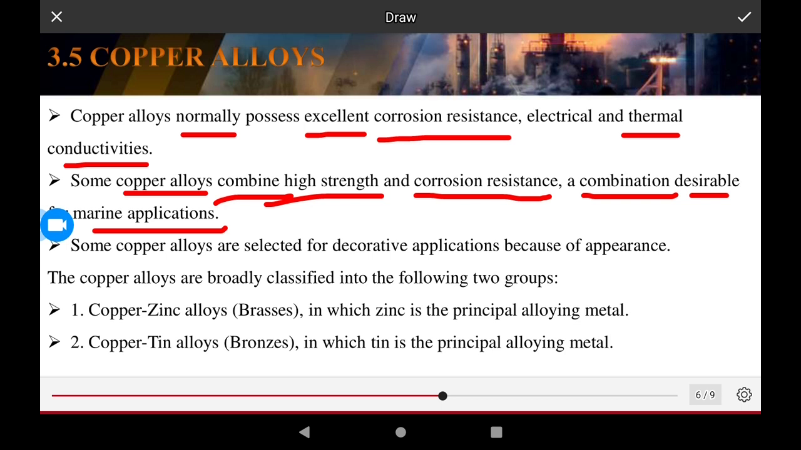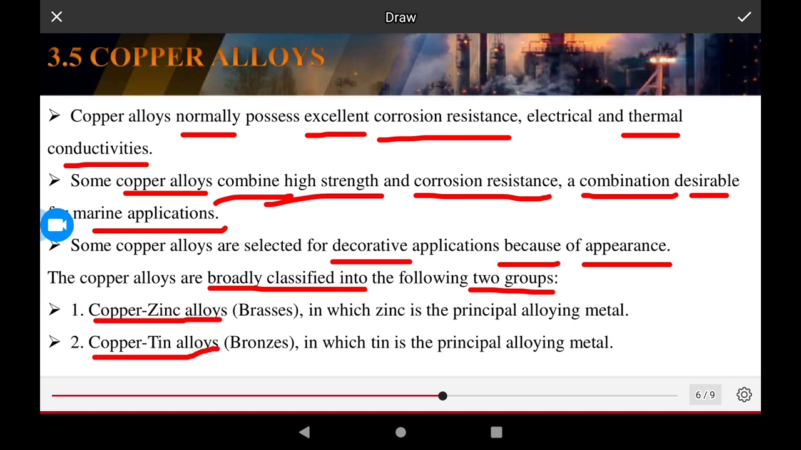Some of the copper alloys are selected for decorative applications because of their appearance. The copper alloys are broadly classified into the following two groups: copper-zinc alloys and copper-tin alloys. Copper-zinc alloy is also known as brass, in which zinc is the principal alloying element. Bronze is the composition of copper and tin, in which tin is the principal alloying element.